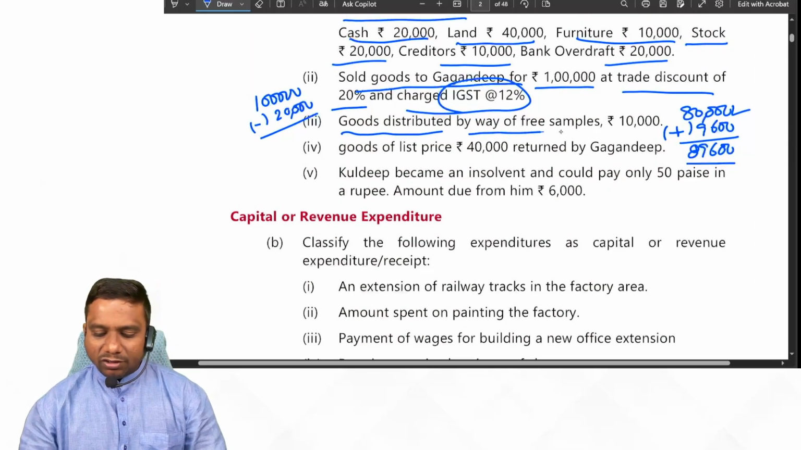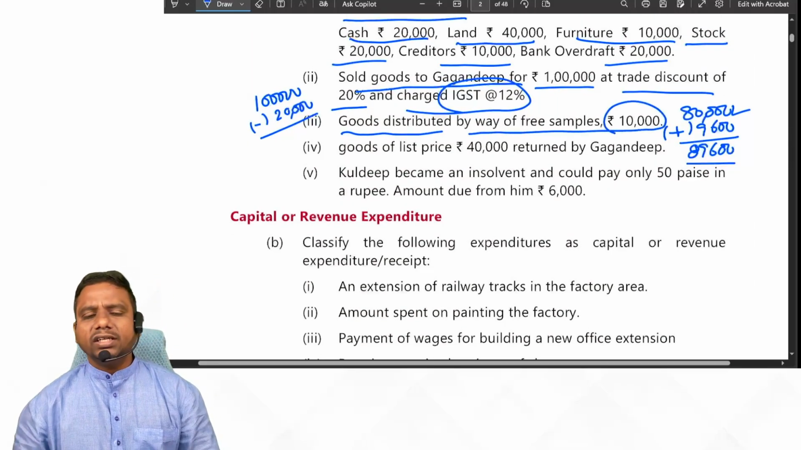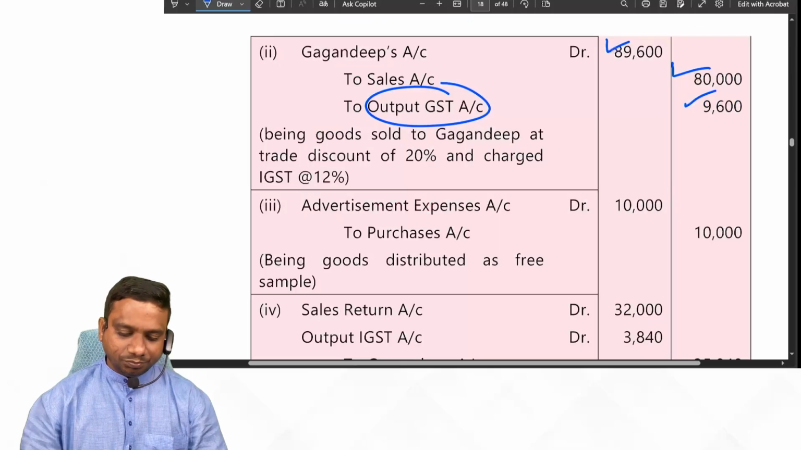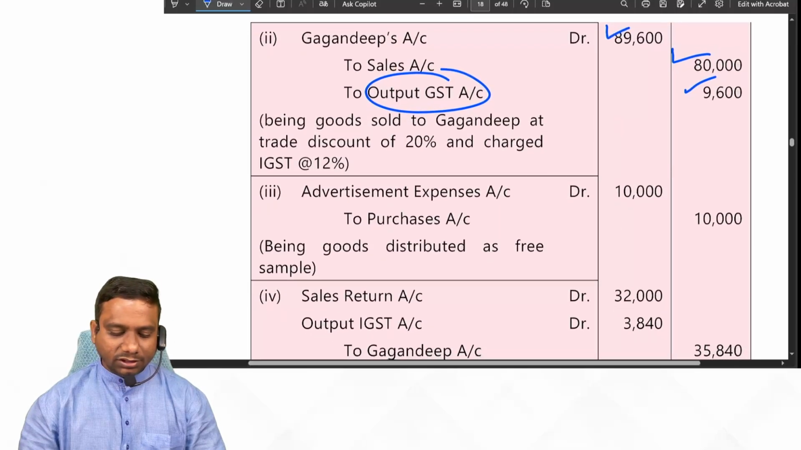Goods distributed by way of free samples, 10,000. What is the entry we record? Advertisement account debit or free samples account debit to purchases account 10,000. Yes or no? Look at the entry.